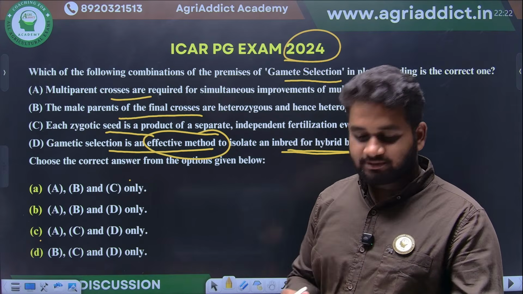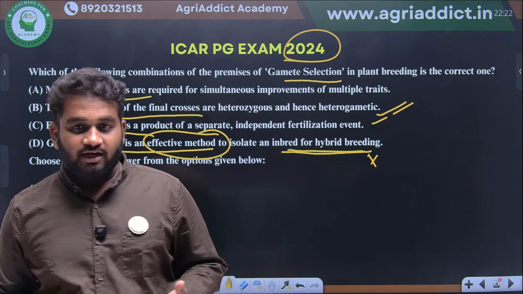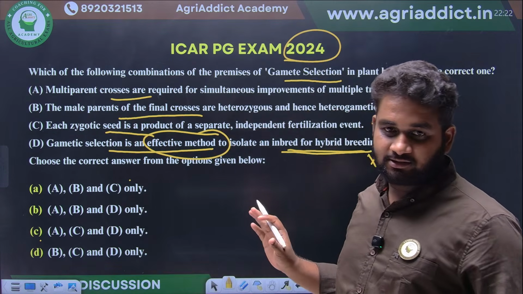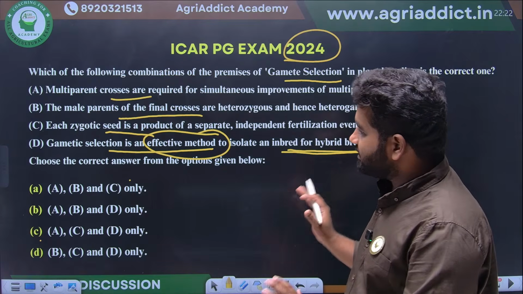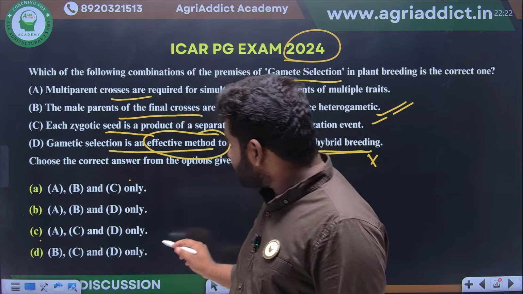Since we are sometimes not sure about the gametes, it is not an effective method to isolate those superior gametes. This is the condition. So the answer will be A, B, C are the correct answer.